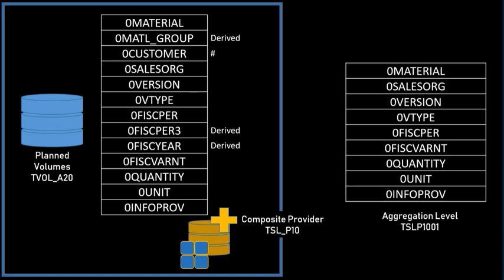The requirements from the customer state: initially, volumes must be planned on material level with a top-down distribution to customer based on a reference historic period. The aggregation level should contain all the characteristics of the actual volume ADSO, excluding customer as a minimum. Time characteristics 0FISCYEAR and 0FISCPER3 are also excluded, as those are automatically derived from 0FISCPER.